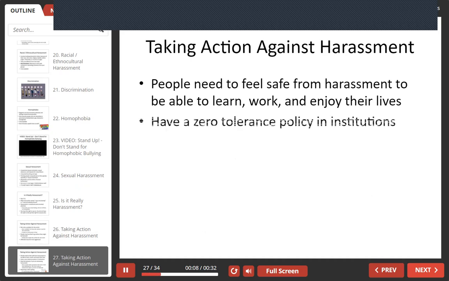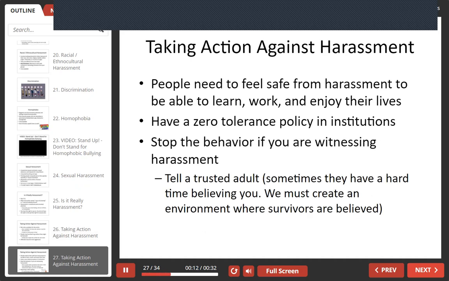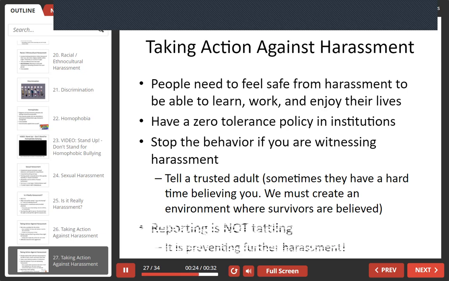You must have a zero-tolerance policy in institutions. Stop the behavior if you are witnessing harassment. Tell a trusted adult. But sometimes they have a hard time believing you. We must create an environment where survivors are believed, and it can start with you. Reporting is not to be confused with tattling. It is preventing further harassment.